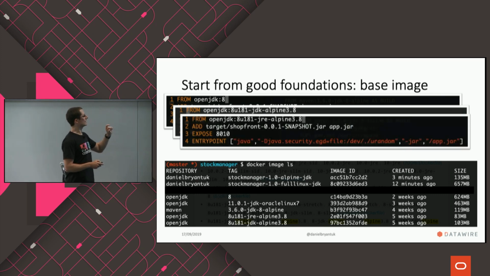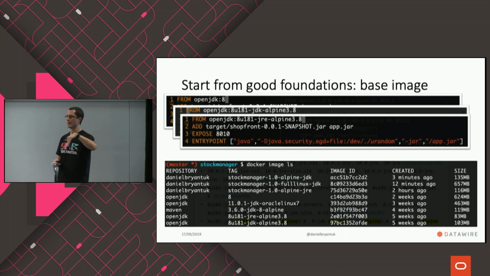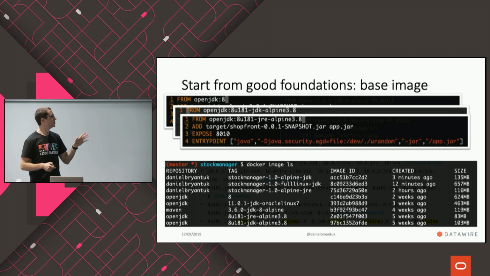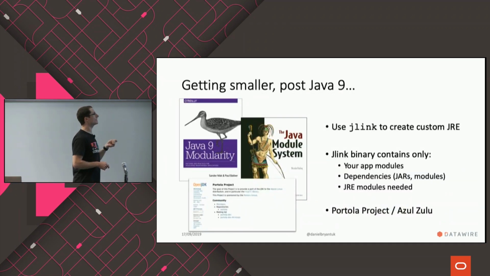If I go even more sensible and use the JRE, which I'm deploying into production, just the Java runtime environment, no JDK, I can get it down to about 116. And if you use something like Azul Zulu, or there's Project Portola, which I'll mention on the next slide, the smallest I've seen it is about 40, 50 megs. So you can get it down pretty small. This stuff is extra work.